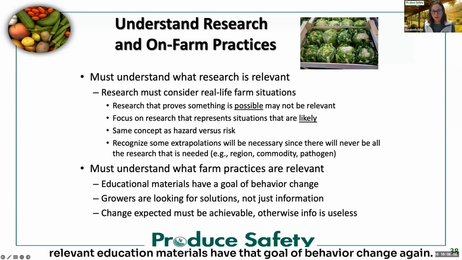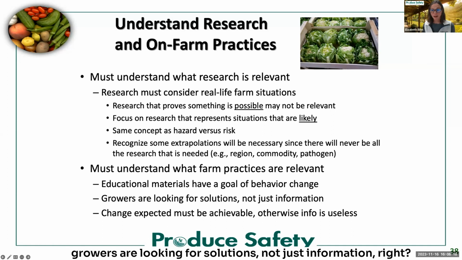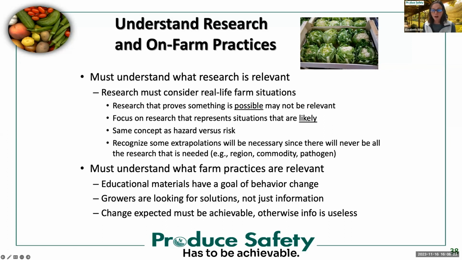Educational materials have that goal of behavior change. Again, Billy mentioned that behavior change at the very beginning. Growers are looking for solutions, not just information, right? They want it to be actionable. And change has to be achievable. Otherwise, you can't give them something they can't achieve. That's not really productive. Next slide.